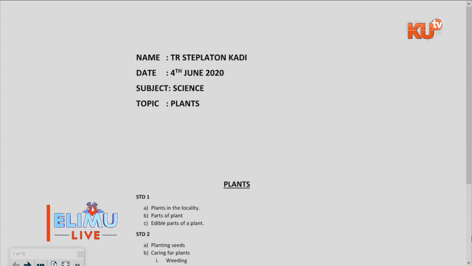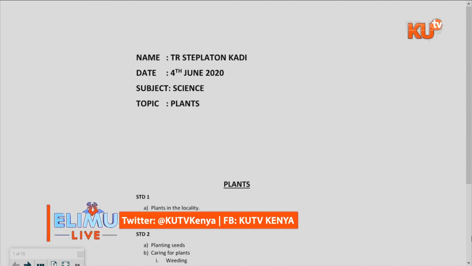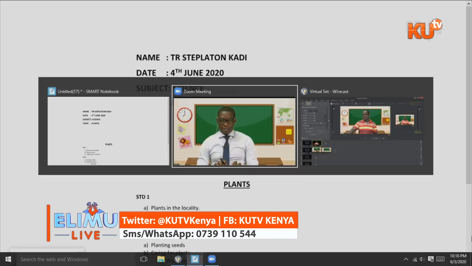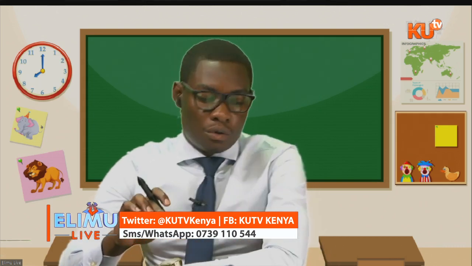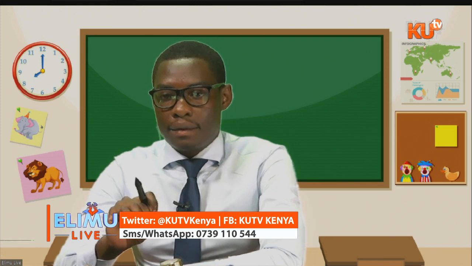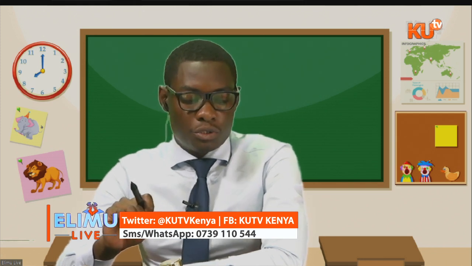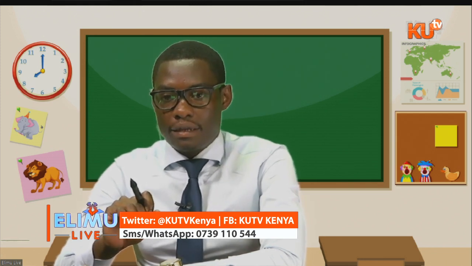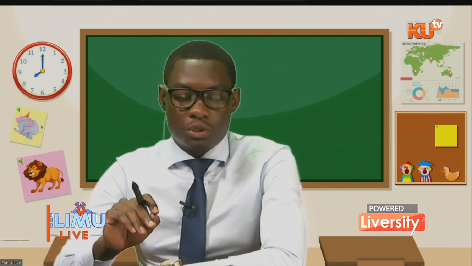Then we also have caring for plants. Caring for plants entails two main things: weeding and watering of the plants. When you talk about weeding, we are talking about removal of unwanted plant materials. When you talk about watering plants, in common language, that is irrigation.